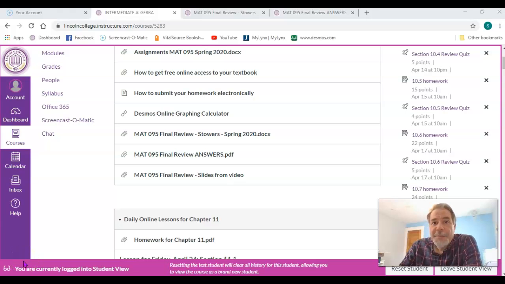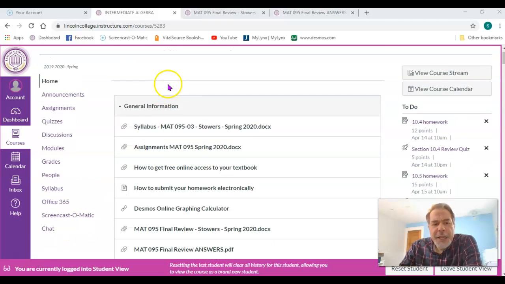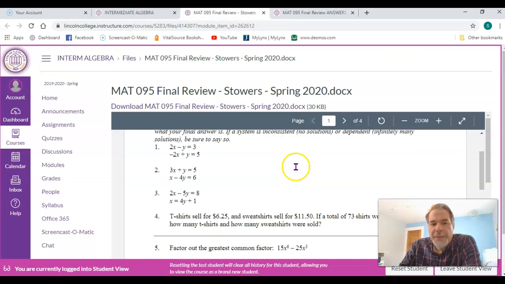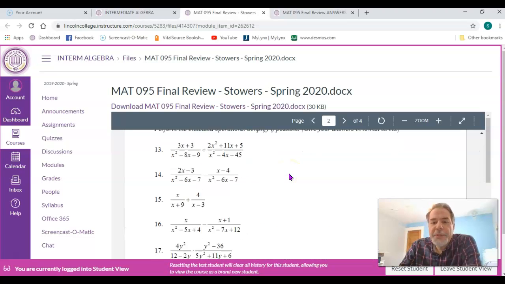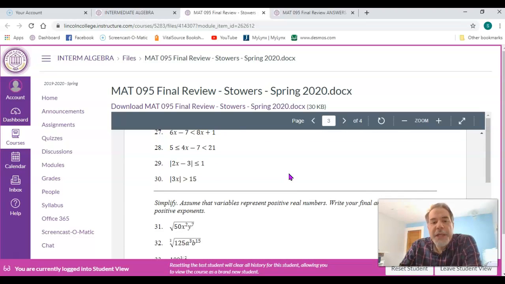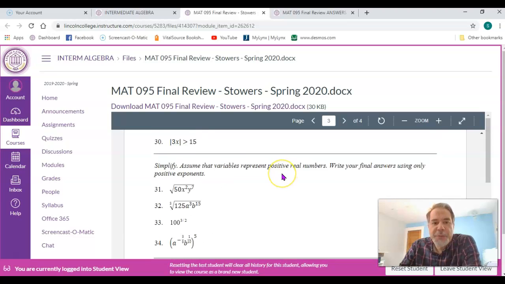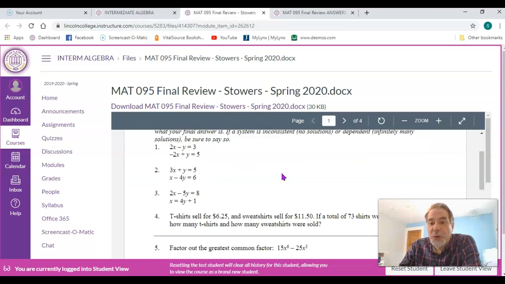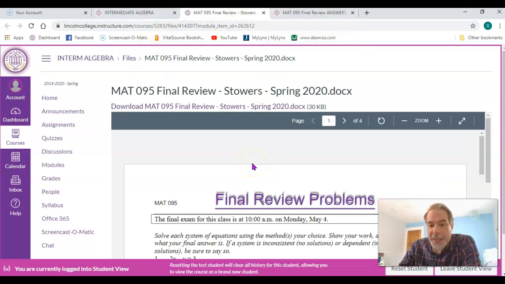Well, we're near the end of the semester, so it's time to review for the final exam. If you look on Canvas, I have posted a final review sheet with a bunch of review problems that you can work through to remind you of all that you've learned throughout the semester and show you the kinds of problems that could appear on the final exam.